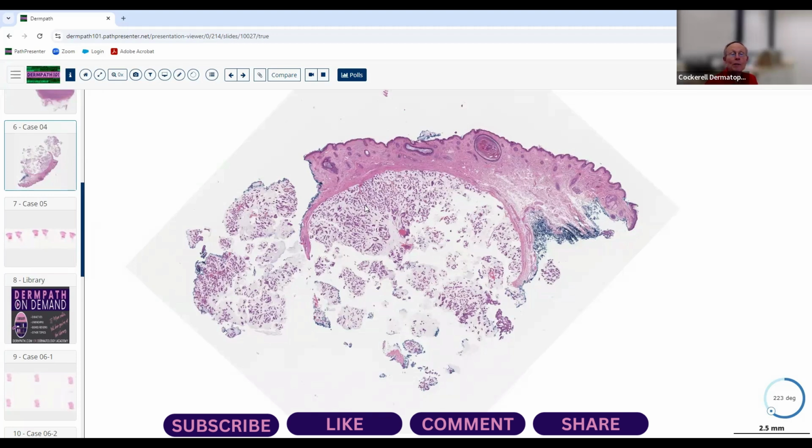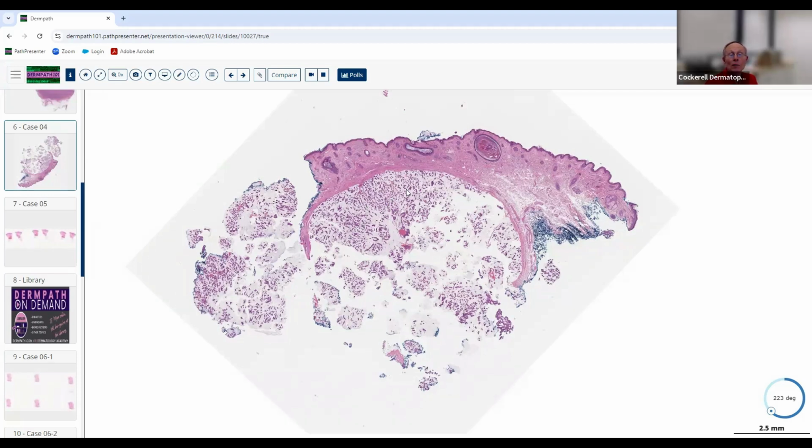Certainly doesn't look inflammatory. Something's going on here with all these dark cells. They don't look like lymphocytes or histiocytes or anything like that. So I think there are epithelial cells here. So we think it's an epithelial neoplasm. Can we tell whether it's benign or malignant?